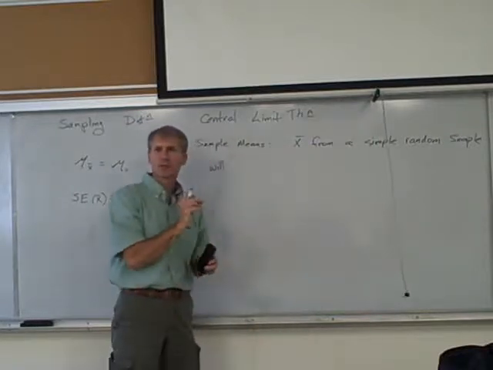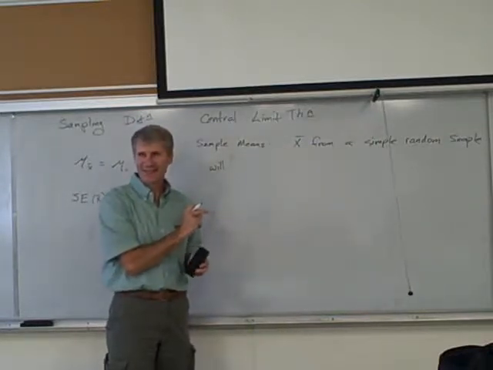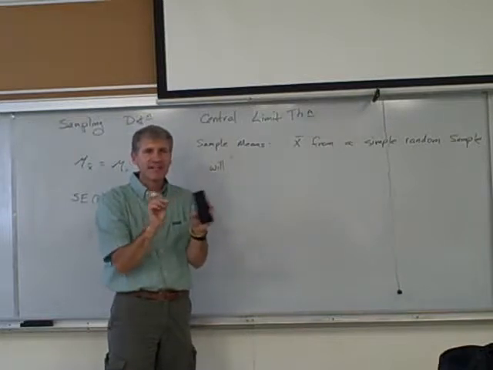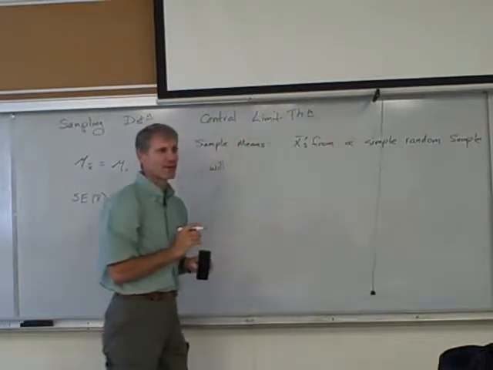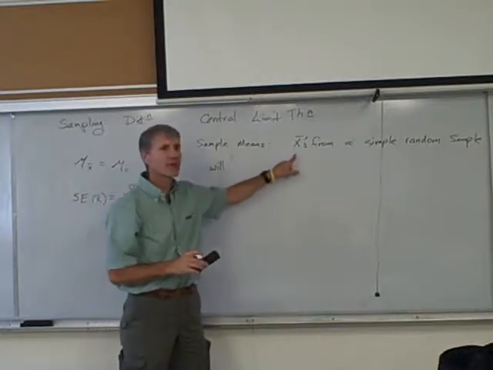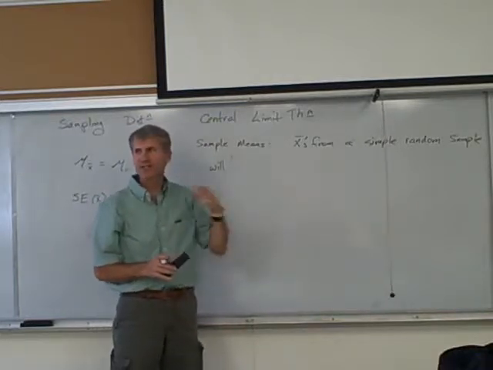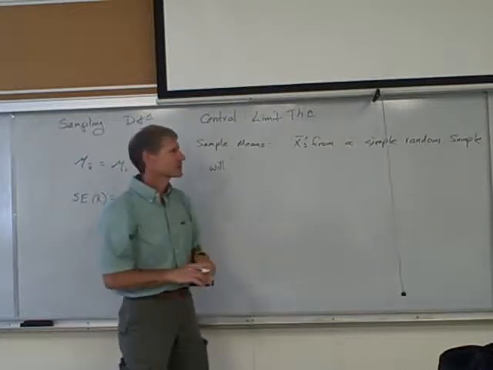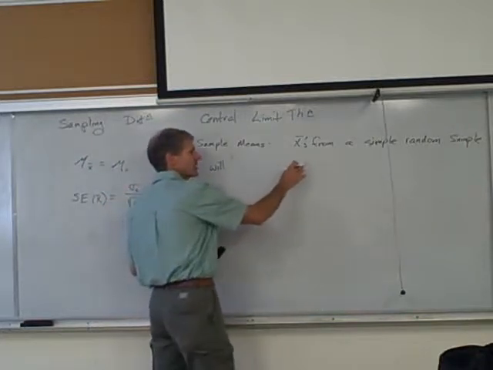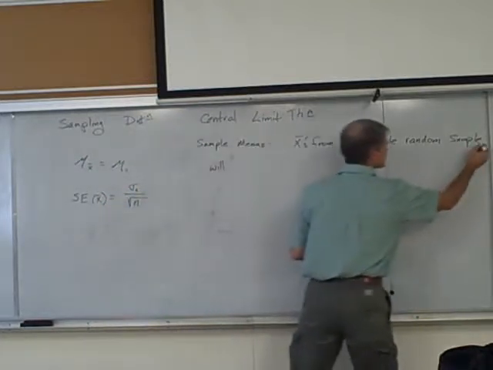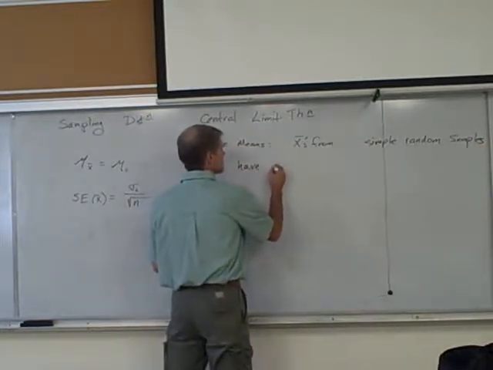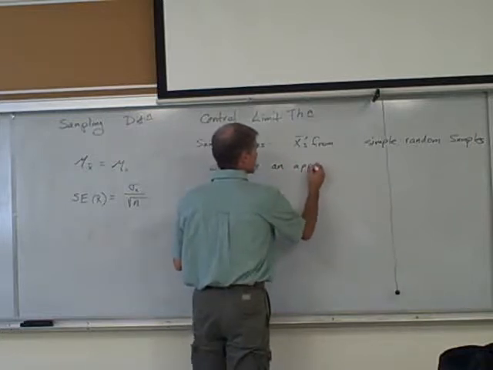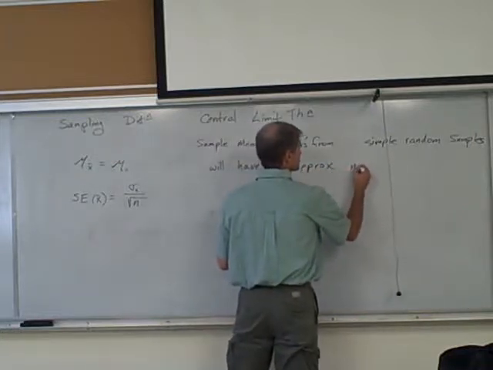Can I make one little change to this sentence? Yeah, I think you'll be able to fit it in. You don't have to erase anything. Just put a little apostrophe s. I want to emphasize that I'm talking about all of the possible x bars, not just one that you get. Okay? So x bars from simple random samples will have an approximately normal distribution.